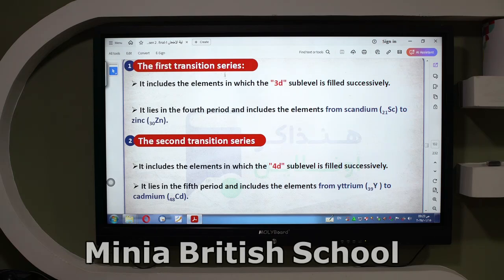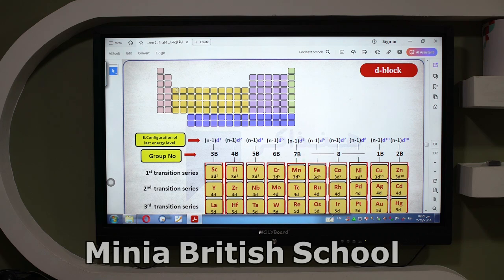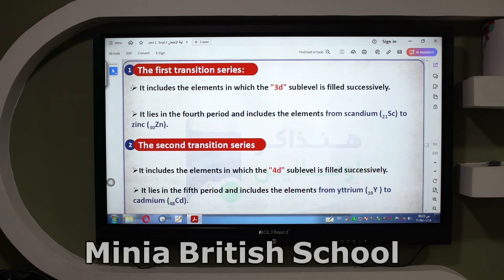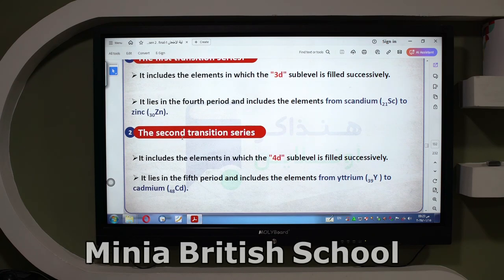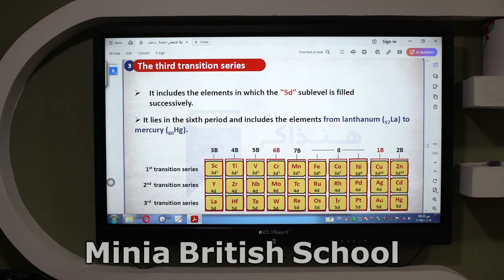Okay, we have some details in D block elements. D block elements consist of series. We will begin with the first transition series, which will be a close friend in the second year, by the way. The first transition series includes the elements in which the 3D sublevel is filled successively. It lies in the fourth period, including elements from scandium 21 to zinc 30. The second transition series includes the elements filling 4D, beginning with yttrium to cadmium, and the third one is 5D, from lanthanum to mercury.